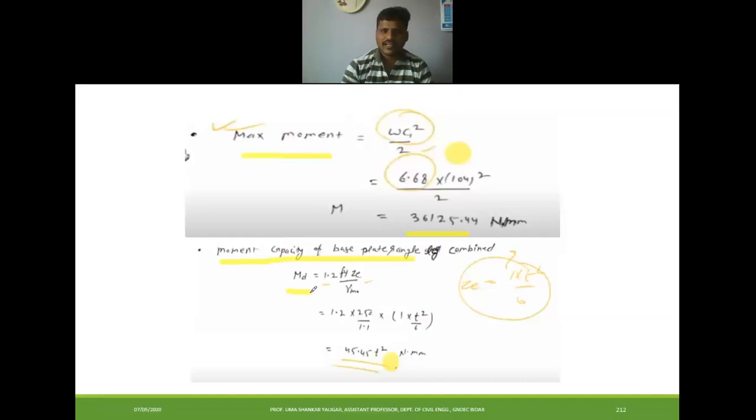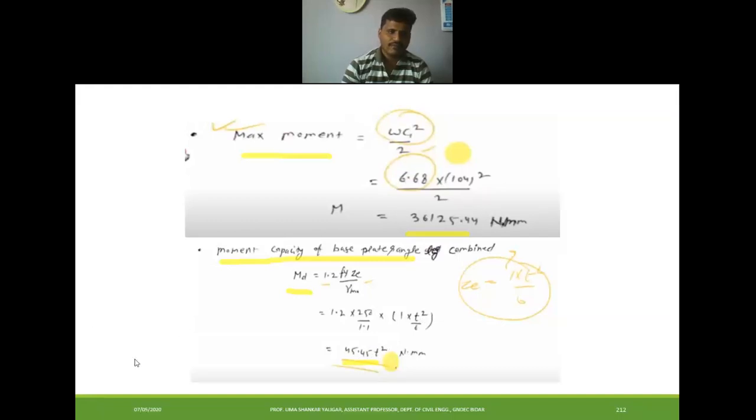Okay, which we can calculate by MD is equal to 1.2 Fy ZD divided by gamma m naught, where ZD is equal to 1 times t square by 6, with the unit width he has taken, with the unit width of 1 meter, 1 into t square divided by 6. This is the ZD formula. If you substitute these values, because here t is unknown, I need to calculate the thickness of the base plate. You will get this as 45.45 t square Newton mm.